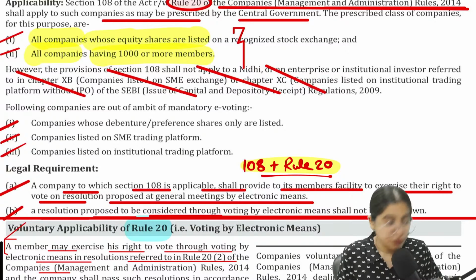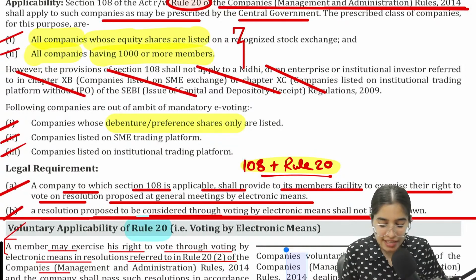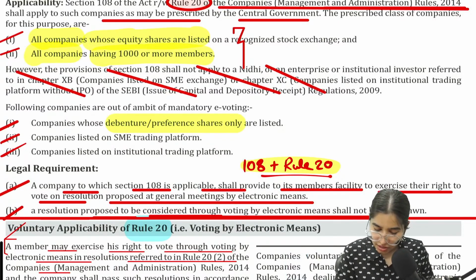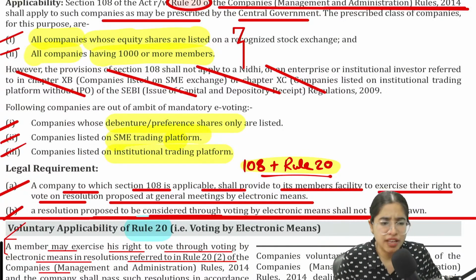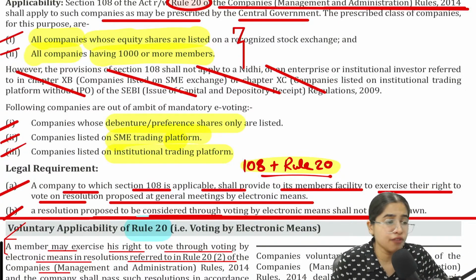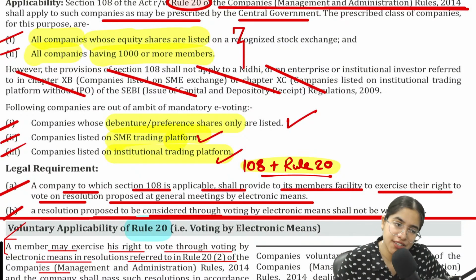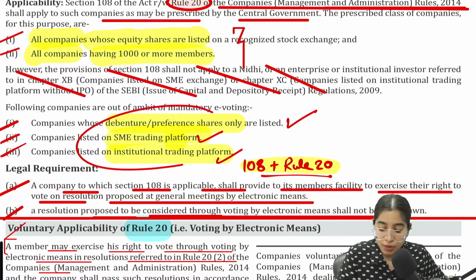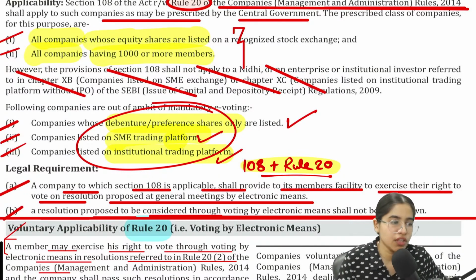And here one point is given: if your equity shares are not listed, only your debentures or preference shares are listed, or you are listed on just an SME trading platform, or just an institutional trading platform. SME is basically a small and medium exchange for the small companies. So in that case, it will not be compulsory for you to give the e-voting facility.